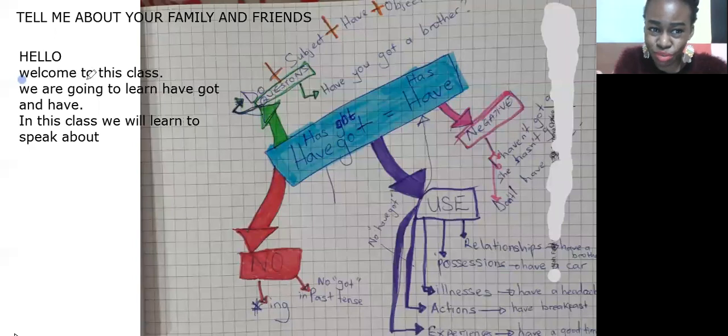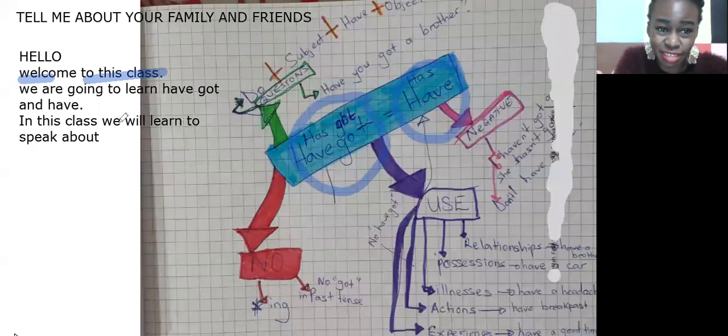Welcome to this class. We are going to learn have got. We have got and have. In this class, we will learn to speak about relationships, ilişkiler, possessions, sahip olduğu bir şeyler, illnesses, hastalıklar, actions, hareketler, and experiences, tecrübeler. Let us begin.